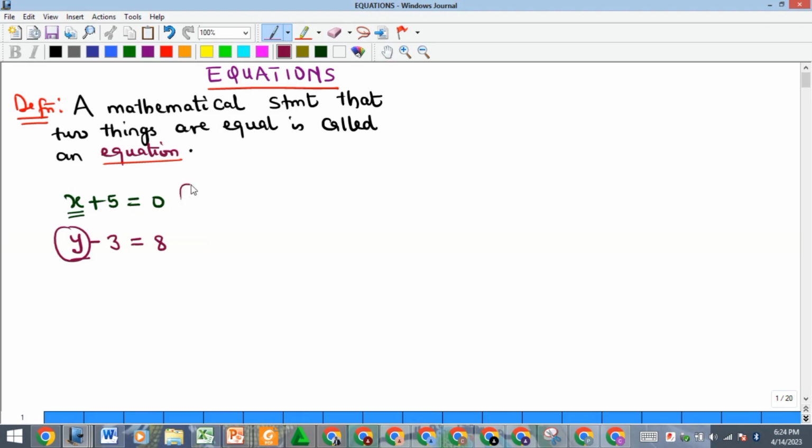There are basic things we need to take note of, and one of it is that every mathematical statement that is true is supposed to be balanced. That means whatever you have on the right hand side must be equal to what is on the left hand side. That is what makes the statement true. If not, the statement becomes false.